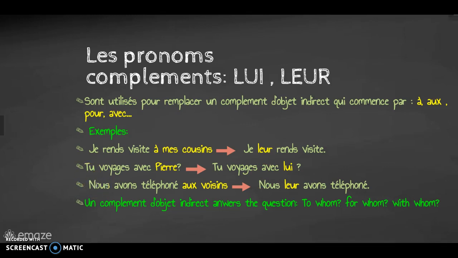In the third example, nous avons téléphoné aux voisins. We call them neighbors. Again, I have a plural noun here and I need to replace it with leur. Nous leur avons téléphoné. And leur, again, is placed before the verb. Nous leur avons téléphoné. Unlike the direct object, okay, un complément d'objet indirect answers the questions to whom, for whom, with whom, sometimes to what, for what, or with what. D'accord?